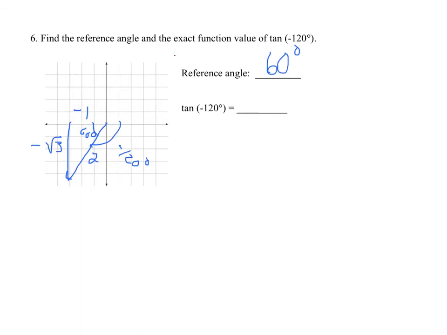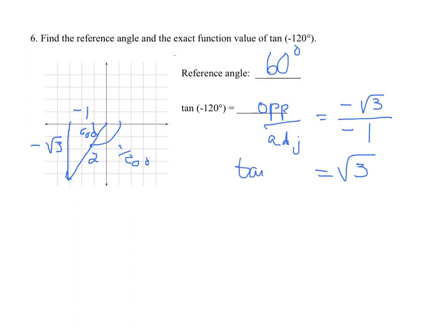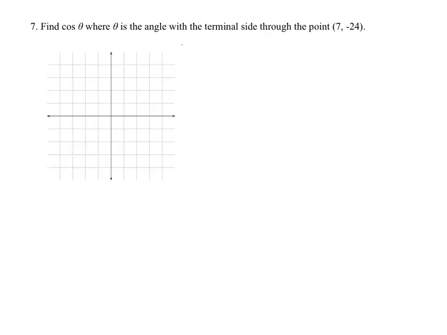And tangent is opposite over adjacent, right? So my opposite would be negative square root of 3, and my adjacent is negative 1. So my tangent of negative 120 is square root of 3. Yay! Okay, next.